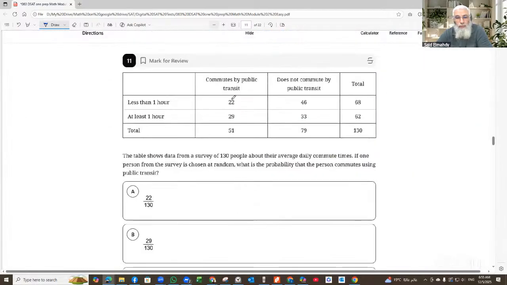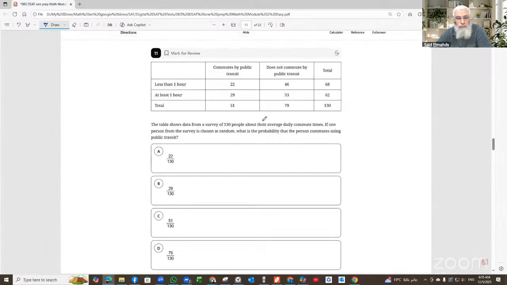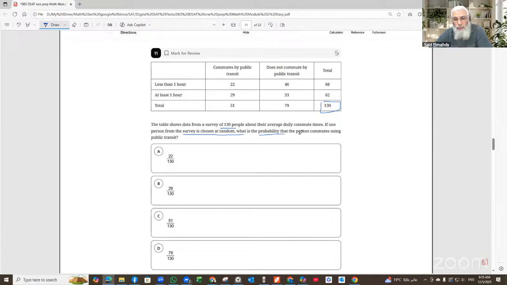Now number 11. The table shows data from a survey of 130 people about their average daily commute times. If one person from the survey is chosen at random, what is the probability that the person commutes using public transit? Using public transit is this. So it is 51 over the total 130. 51 over 130.